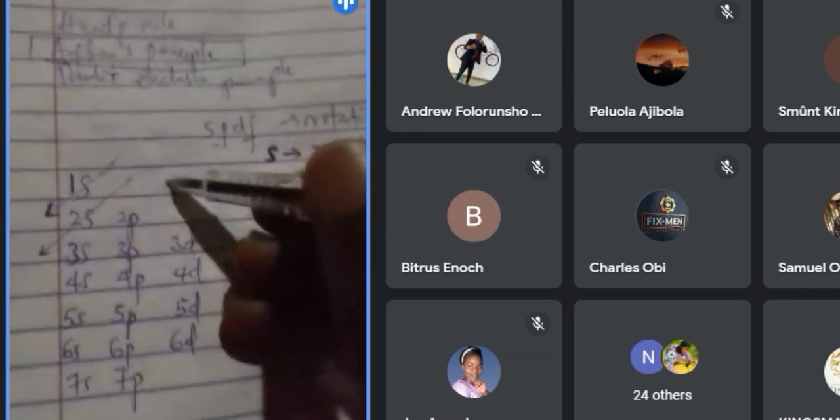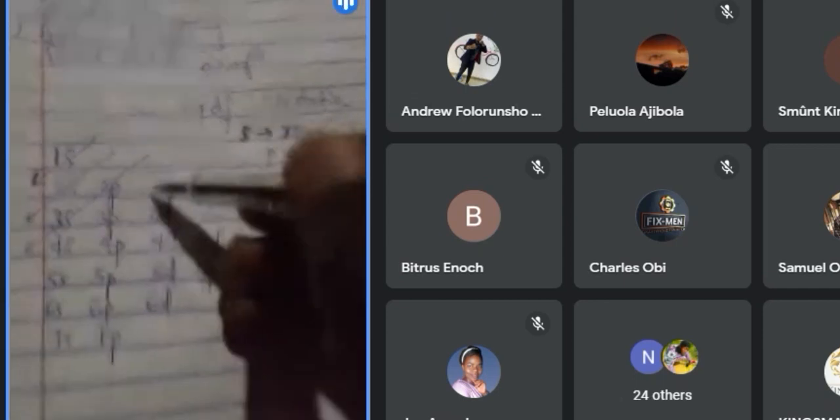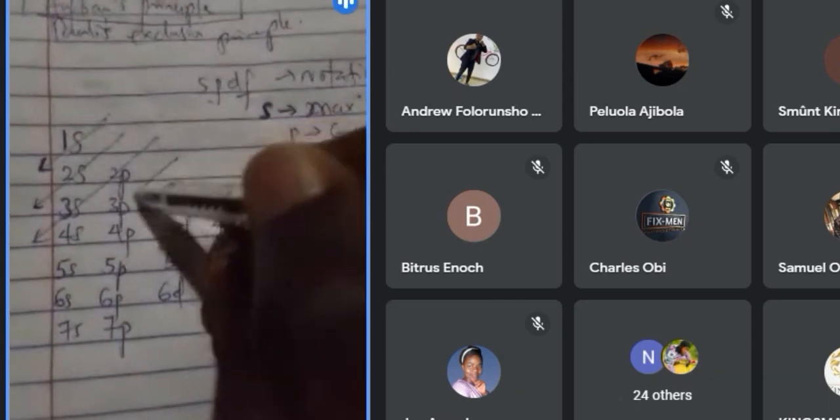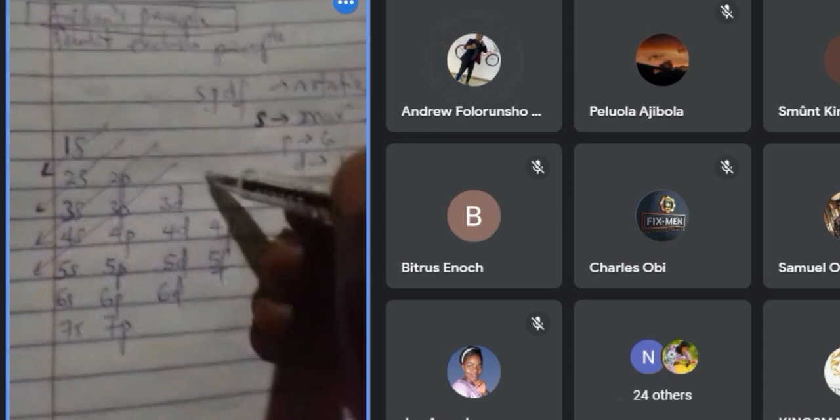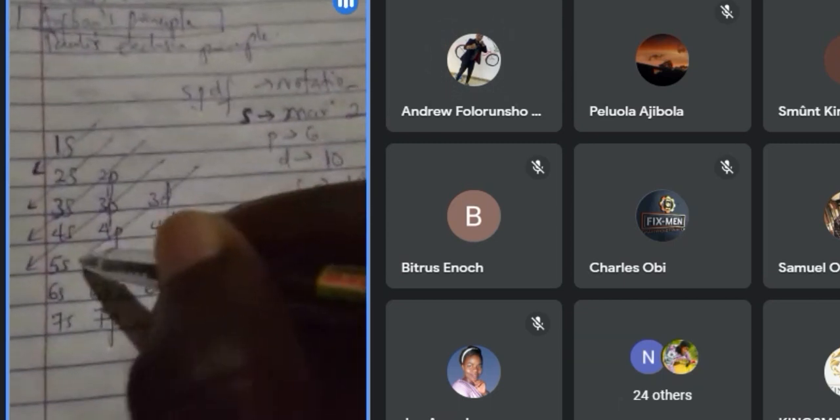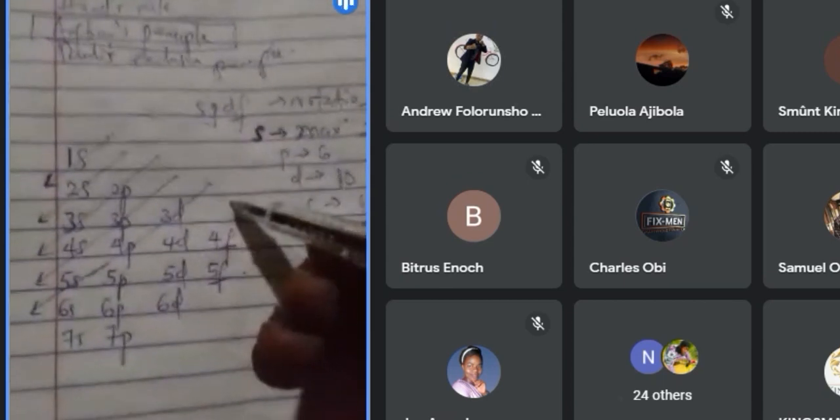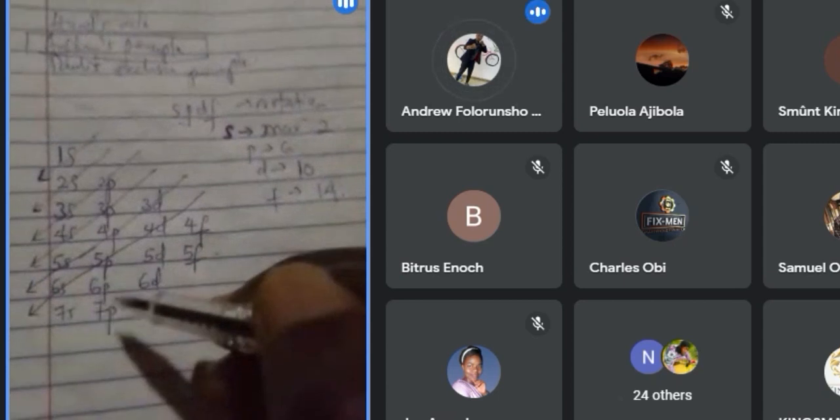The next one is 2P passing through 3S. The next one is passing through 3P, passing through 4S. The next one is passing through 3D, passing through 4P, and passing through 5S. The next one is passing from 4D through 5P and to 6S.